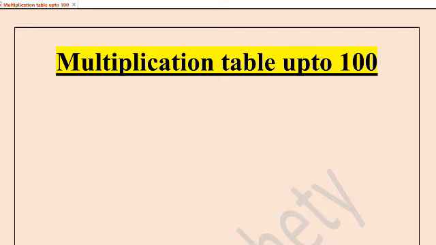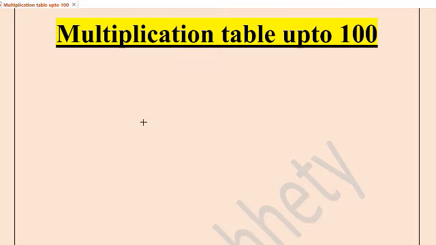Today we are going to learn multiplication tables up to 100. After watching today's video, you will be able to calculate the multiplication of any two digit number with a single digit within less than 2 seconds. So this is the Vedic method. The ideology, the thinking process is different from the traditional one.